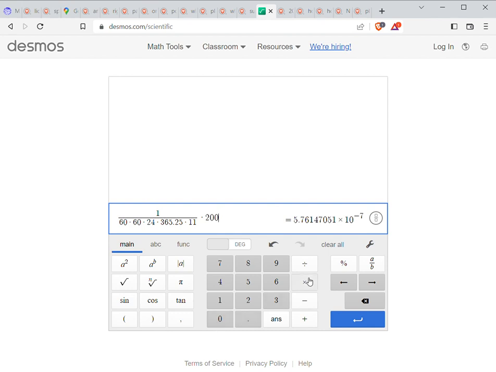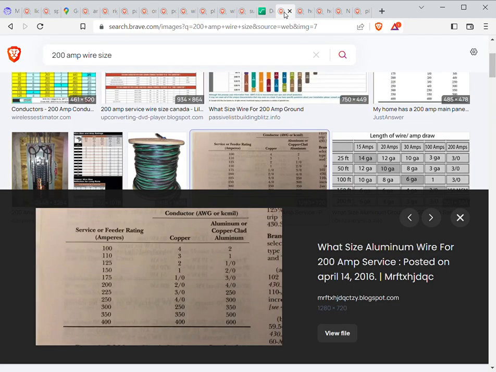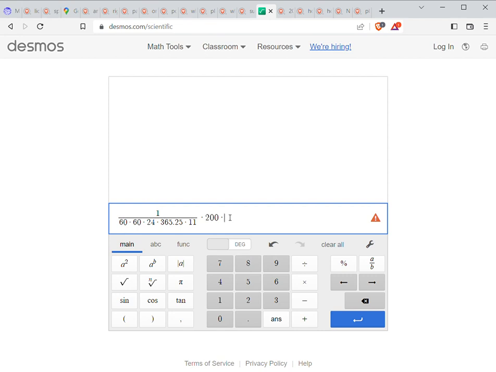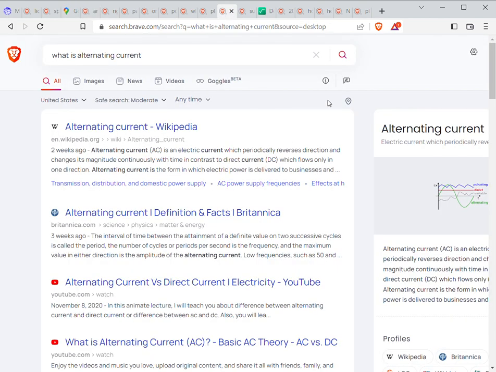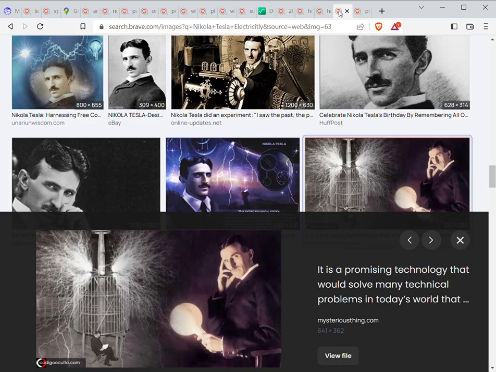Multiply that, because that's the number of amperage in this. We're going to multiply that by 200 million thumbs. And we have 115 watts. Holy cow. We come back over to alternating current, see how this checks out. Come over to Nikola Tesla, and it seems to work.